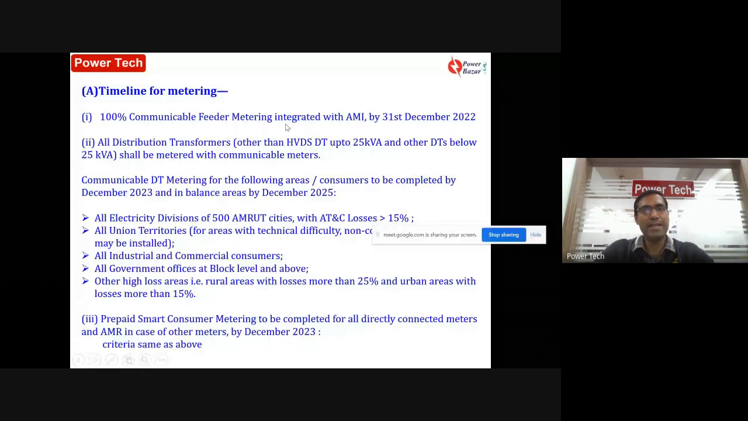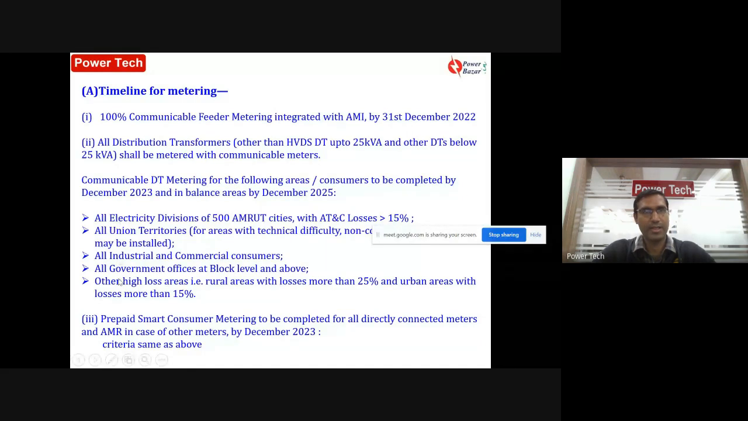So the metering timeline, the notification has given the timeline for metering: 100% communicable feeder metering integrated with AMI by 31st December 2022. And all distribution transformers other than HVDC up to 25 kVA shall be metered with communicable meters. These are categories which should be done by December 2025. And for other cases, prepaid smart consumer metering to be completed for all directly connected meters and AMR in case of other meters by December 2023. The categories are the same as listed above.